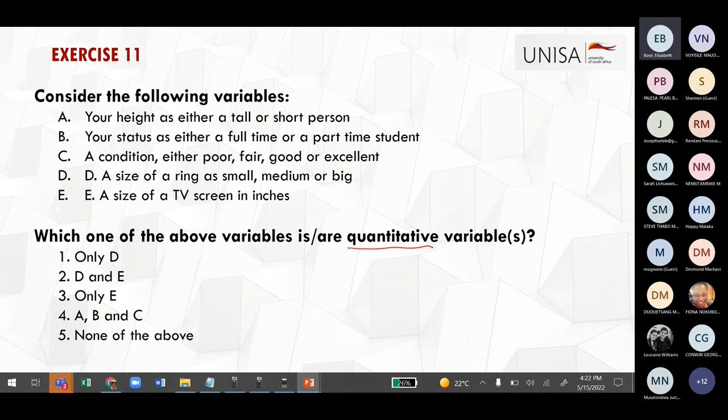Height as tall or short, is that qualitative or quantitative? Anyone? It's qualitative, because they told you that the height in this instance is not numeric. It's either you are tall or you are short. So it's a categorical variable. So this is qualitative.